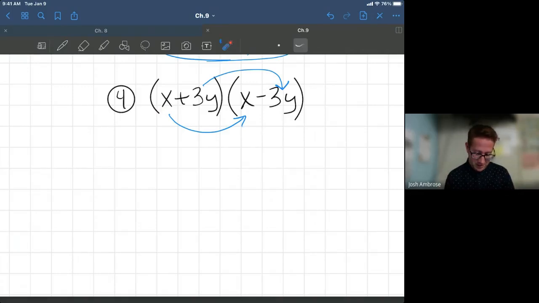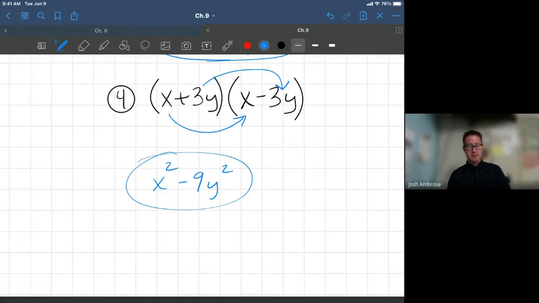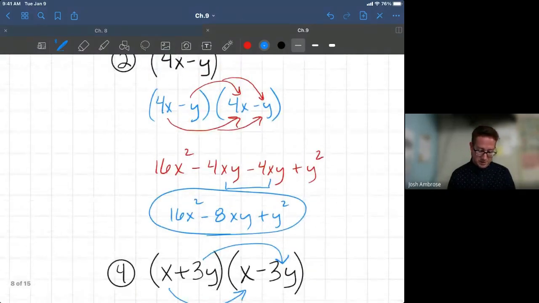All right? There's an x, there's an x. That matches. 3y, 3y. That matches. And opposite signs. Okay. So x times x makes x squared. 3 times 3, actually a positive 3 and a negative 3 make a negative 9. And y times y make y squared. Okay, that's it. That is the final answer for these example problems.